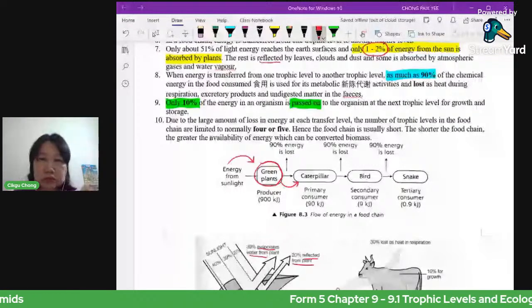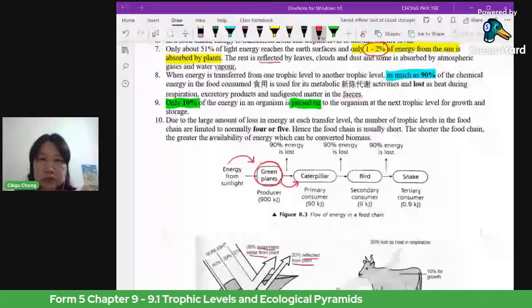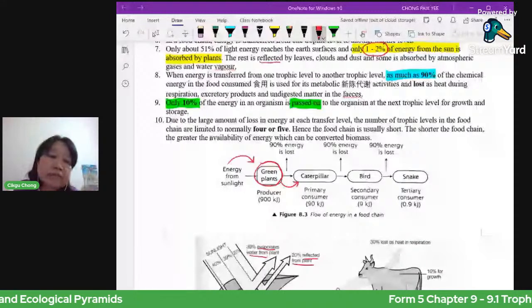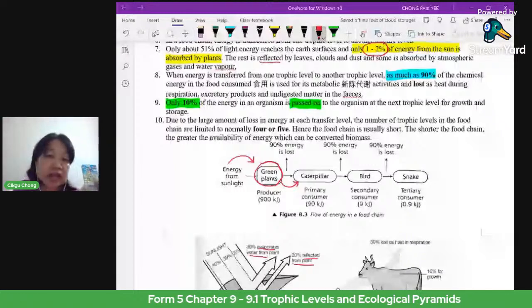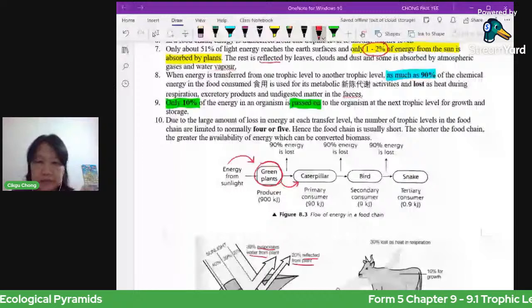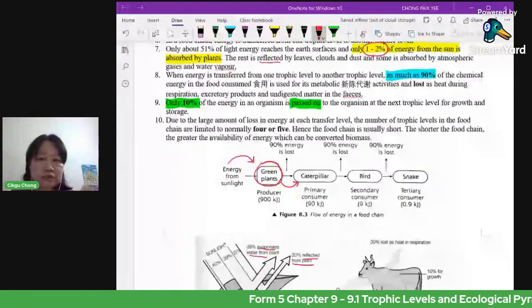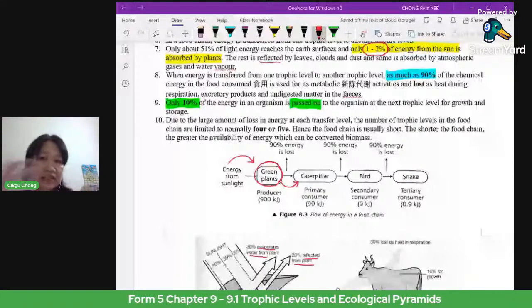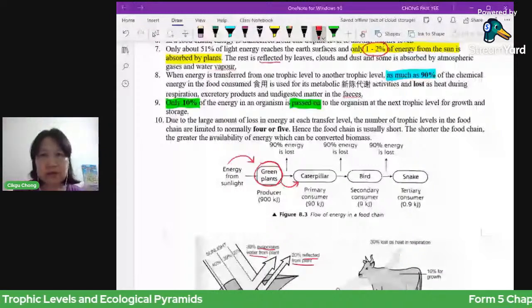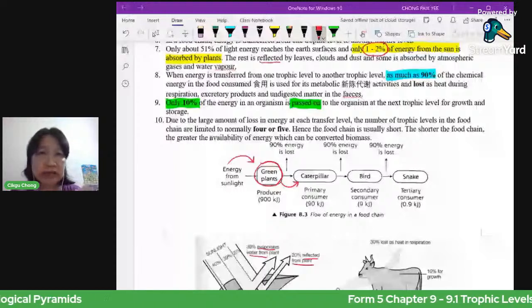Now let's say this caterpillar is eaten by the bird. You take another 10%: the bird will only get 10% of this 90 kilojoules. So 10% of 90 kilojoules is only 9. So the bird now gets 9 kilojoules. And subsequently, when the bird is eaten by the snake, another 10% only gets transferred to the snake, so the snake only gets 10% of your 9 kilojoules. That means 0.9 kilojoules. So you can see that the energy transferred from one organism to another through the food chain becomes less and less.